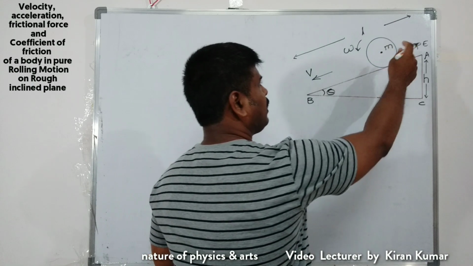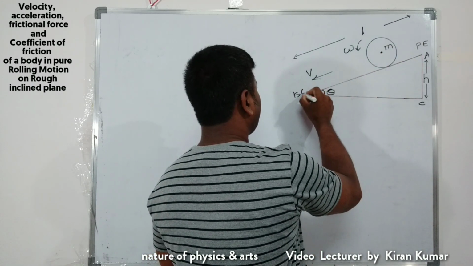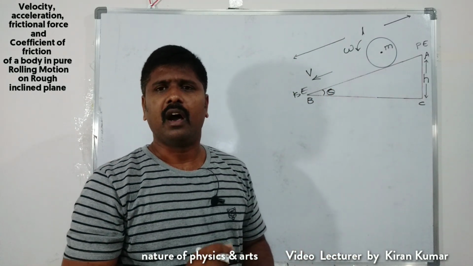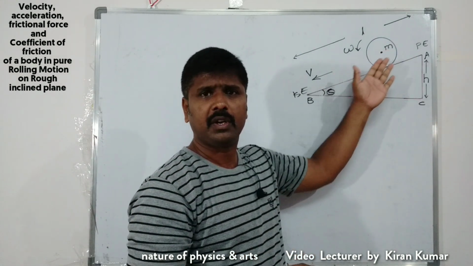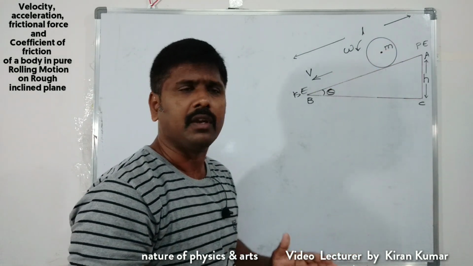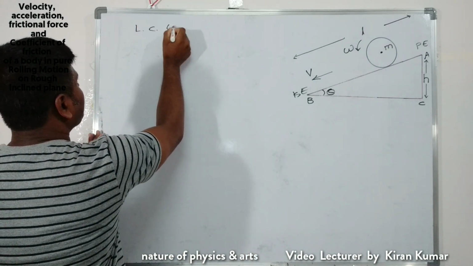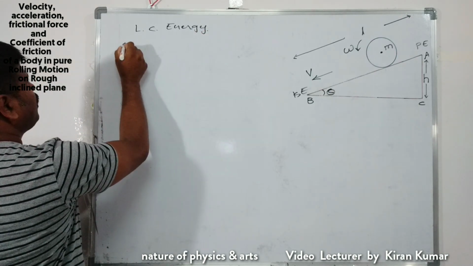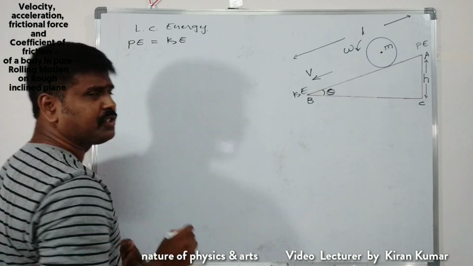So the potential energy is converted into what energy here? Kinetic energy. v is the final velocity. According to the law of conservation of energy, here potential energy is converted into kinetic energy.